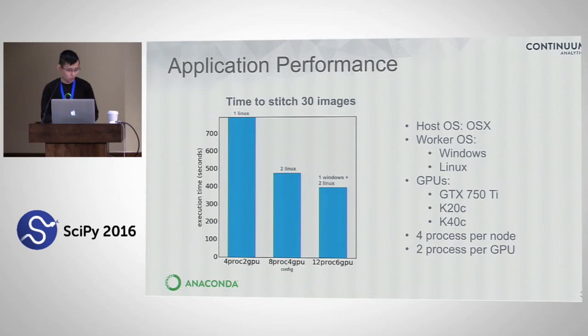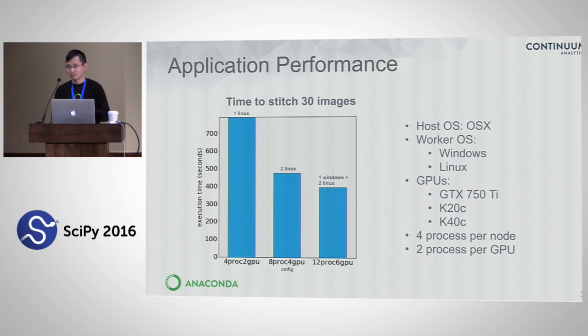Now the application performance, for my toy example. Starting on the left is just one machine, where the host is this laptop here, OS X, and the worker is Linux. It's 4 processes, 2 GPUs. I always have 4 processes per node and 2 processes per GPU. Once you go to 8, you easily get an almost linear speedup here on Linux.